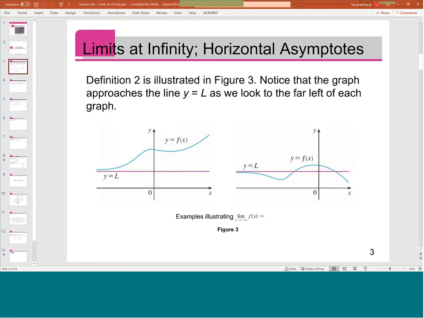All right, so now if we look at this graph, we can see the one on the left. As we approach negative infinity, this graph is approaching y equals L, which is our horizontal asymptote. And the same thing is true for the one on the right. You can also have more than one asymptote.